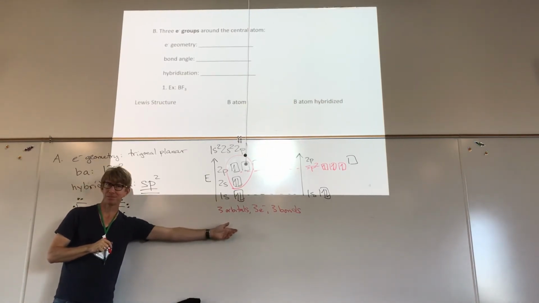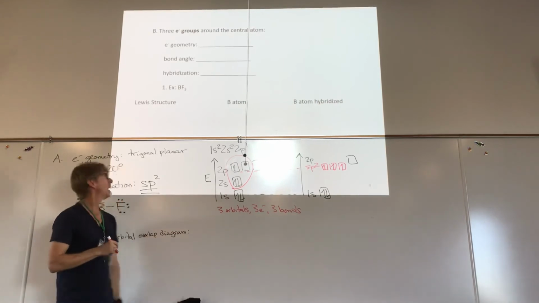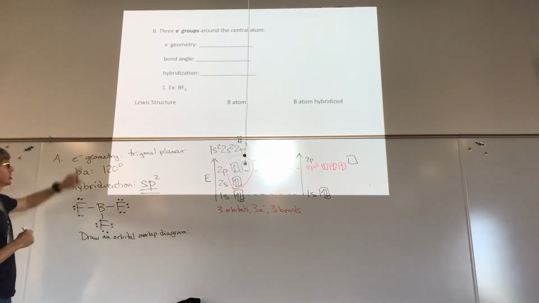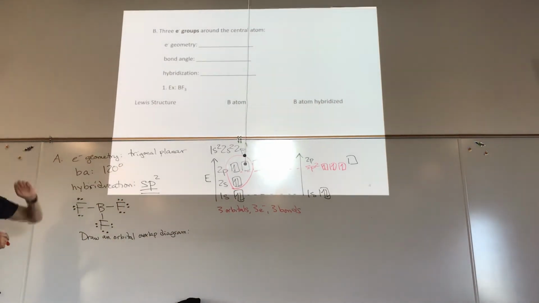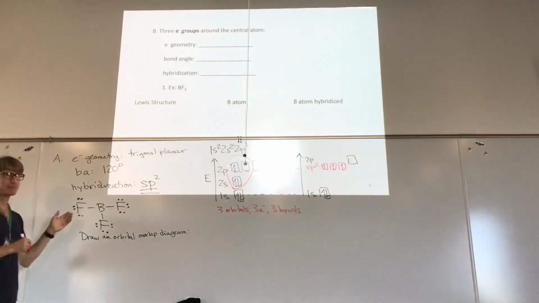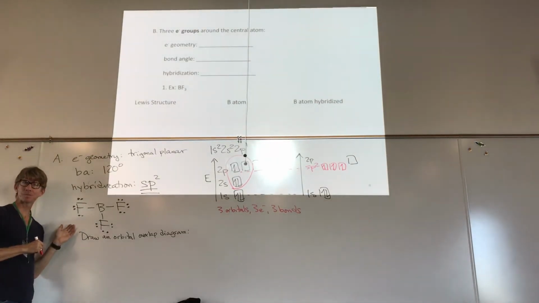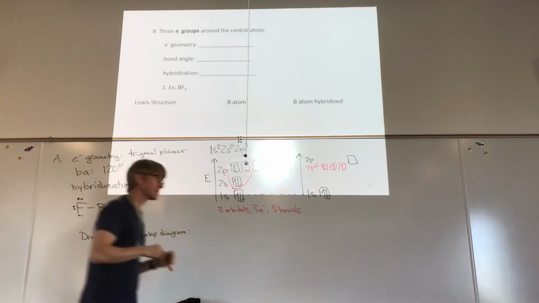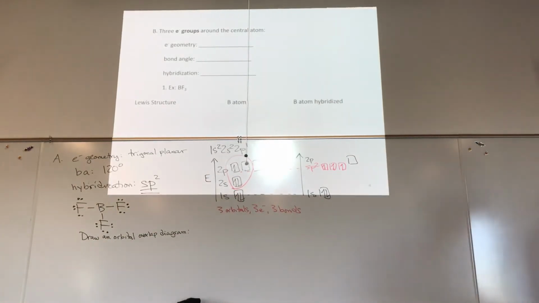Let's see, we got the Lewis structure, we got the boron atom hybridized. Questions about this? All right. Then we'll go to the next slide.